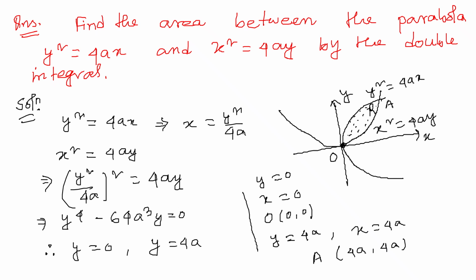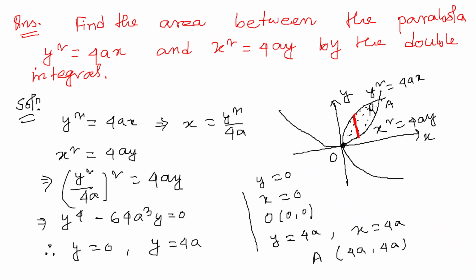Before going to the next slide, let me draw a strip which is parallel to the y-axis, because we are going to do the double integration with respect to y first. That's why we are drawing a strip parallel to the y-axis. Now look at this strip's bottom side. The bottom curve is x square is equal to 4ay, and the upper curve is y square is equal to 4ax.